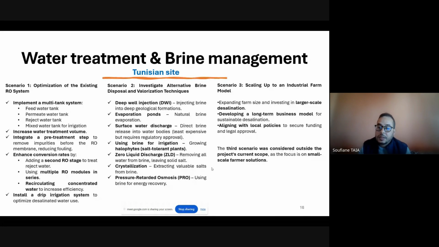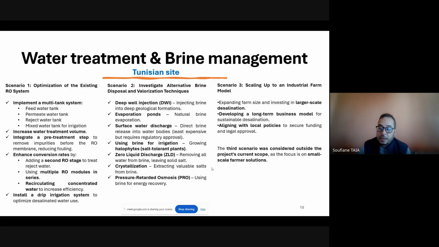And as a third scenario, we are suggesting to scale up to an industrial farm model. So this scenario aligns with local policies and also develops a long-term business model for sustainable desalination.